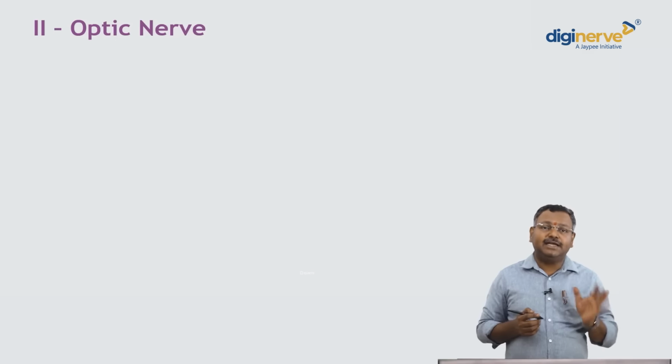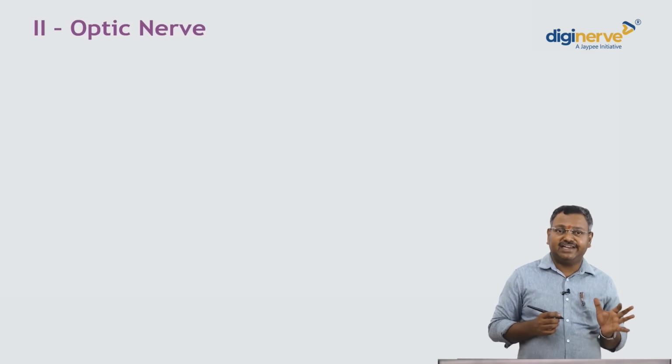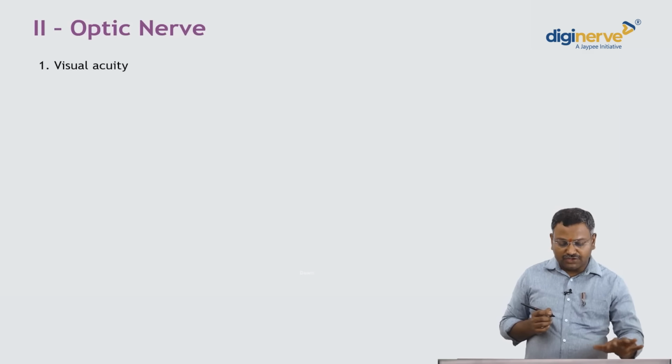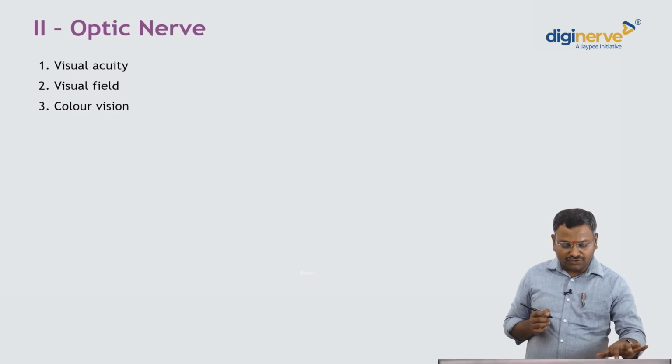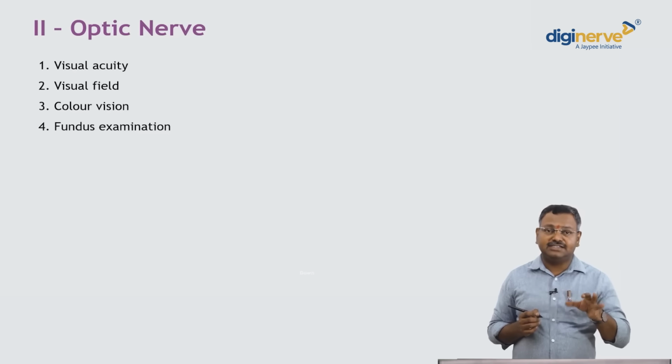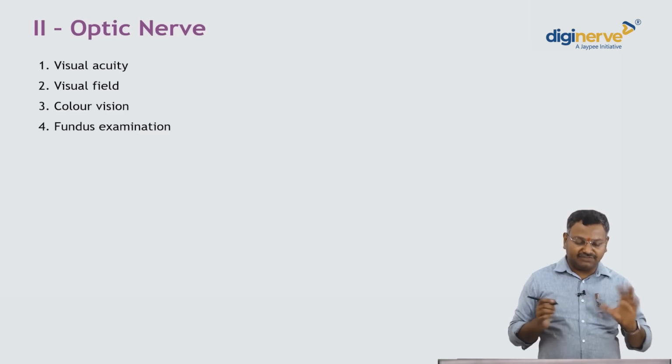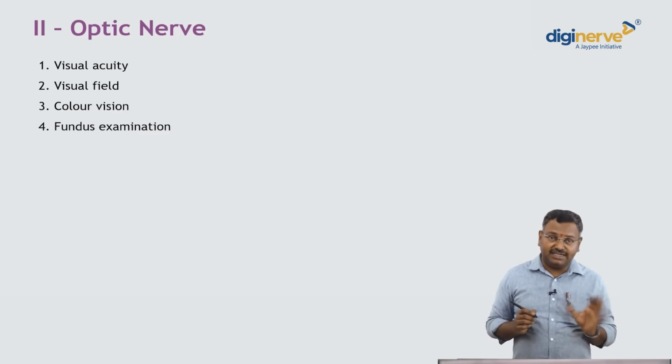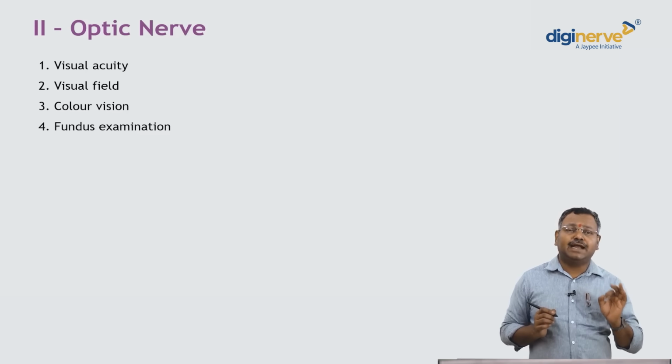The next is the optic nerve. The optic nerve is the second cranial nerve, primarily related to vision. We are going to look at the visual acuity, visual field, color vision and fundus examination. Most important is the field of vision as well as the fundus. Fundus examination is of practical importance that you have to understand.